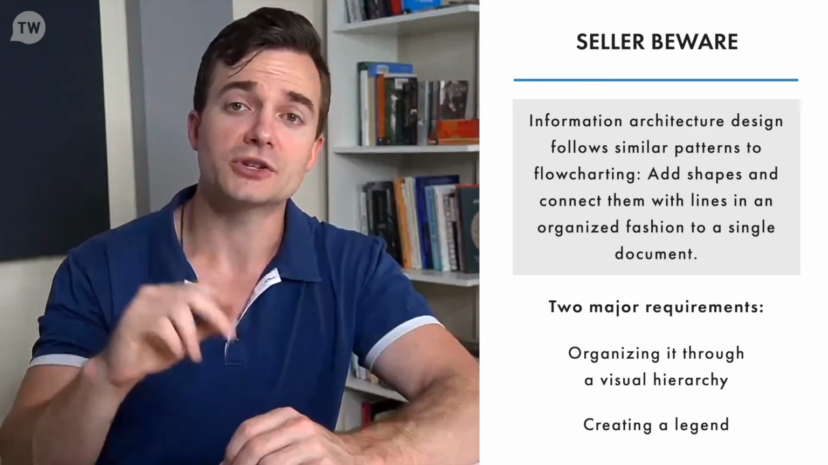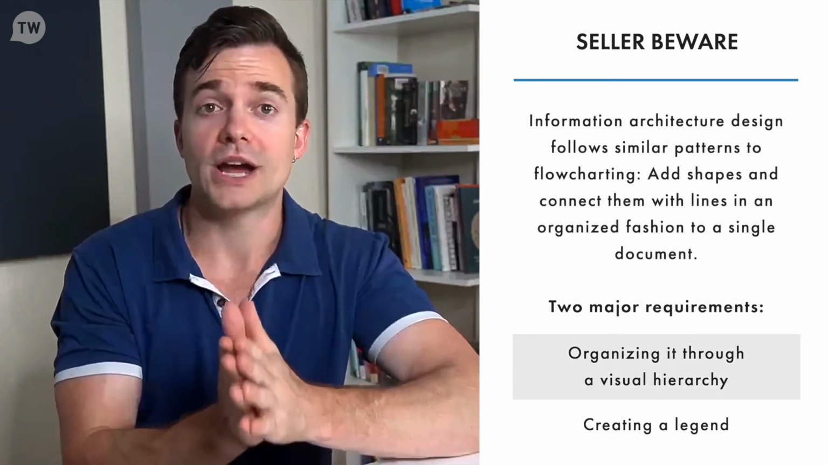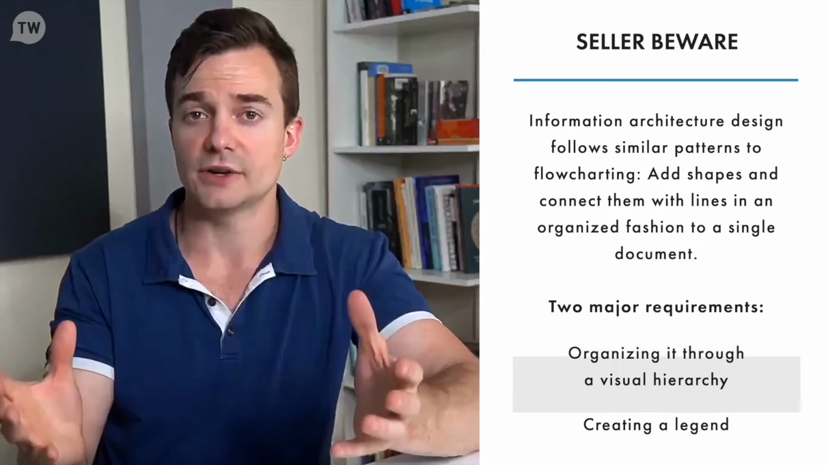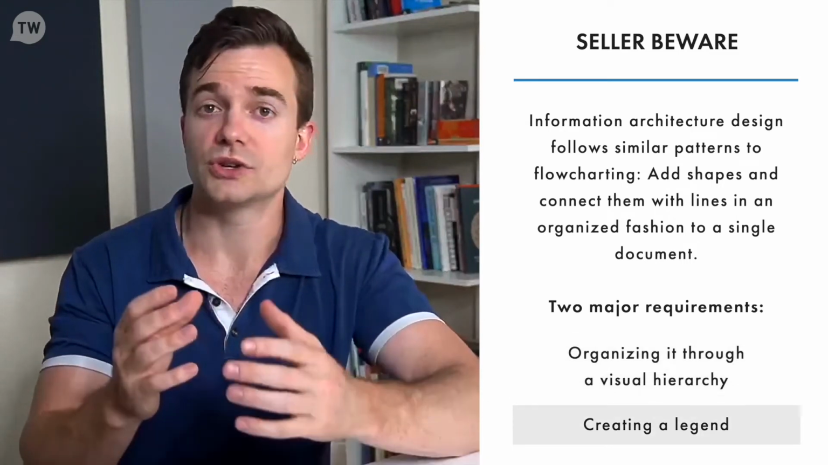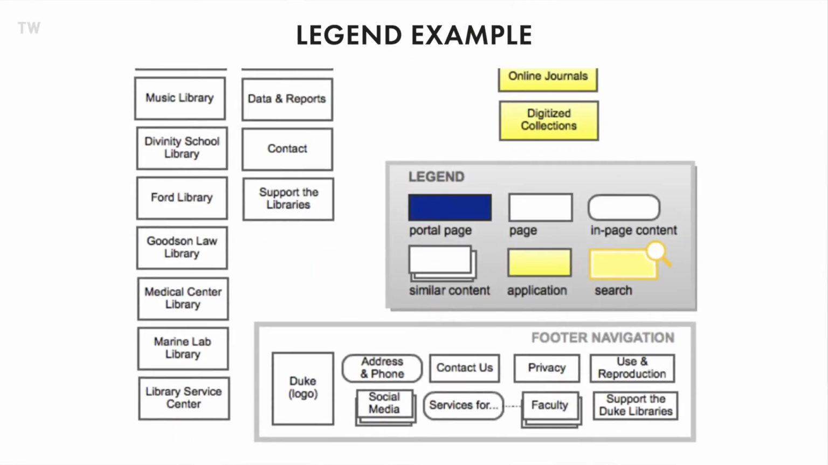There are two major requirements for actually constructing IA. And that is organizing it through a visual hierarchy, that is a hierarchy of features, functions, and behavior, and creating a legend, which is the wording explaining the symbols for displaying different types of features, interactions, and flows. I went ahead and included an image here of a flowchart where it has a legend. It will give you an idea of what it is, and that way you have a better understanding.